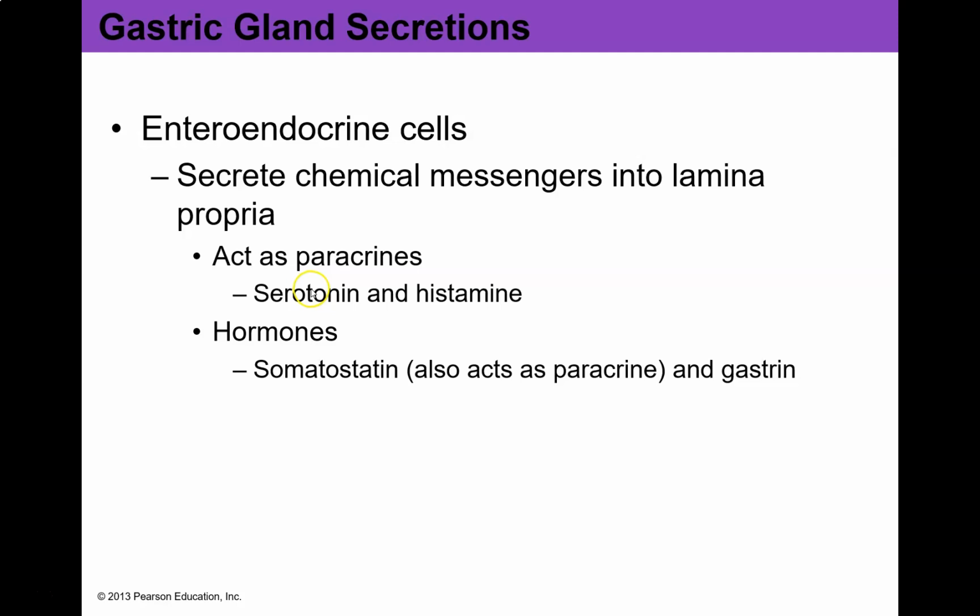Some substances are secreted by cells in the lamina propria and act locally, such as serotonin and histamine. They have important roles in controlling the function of smooth muscle in the wall of the intestine, as well as the secretion of acid in the stomach and hormones.